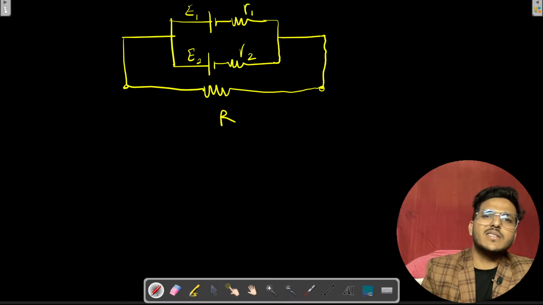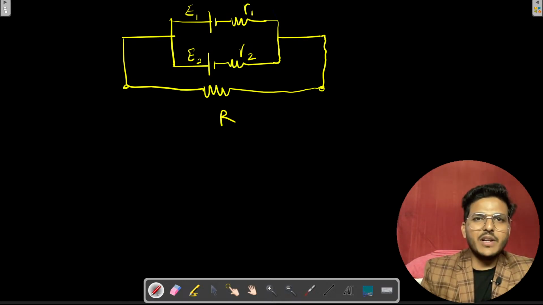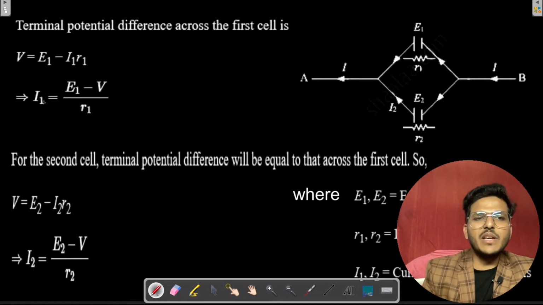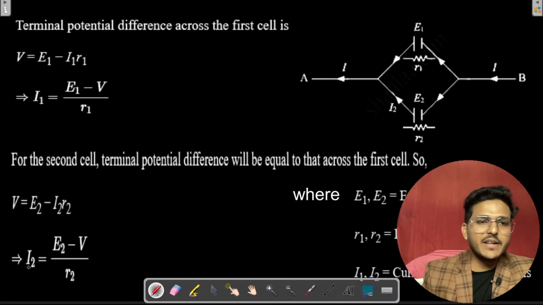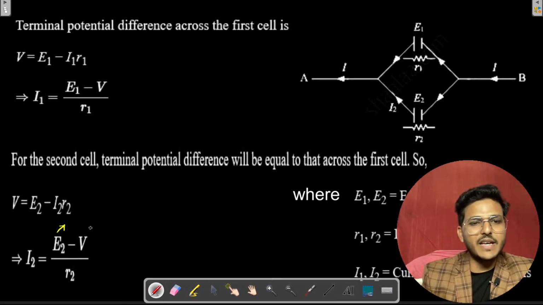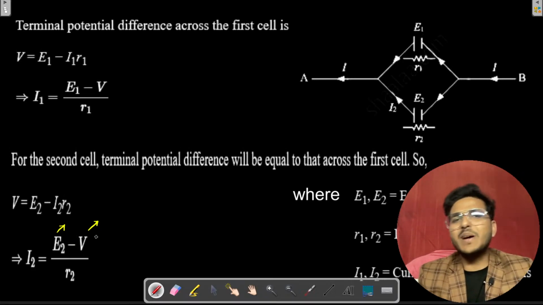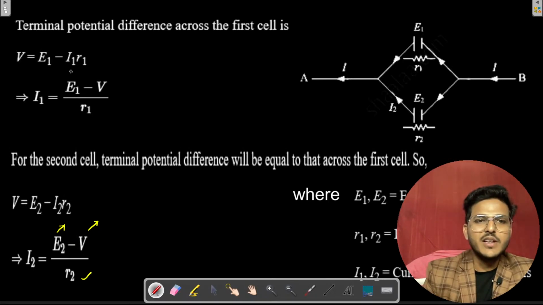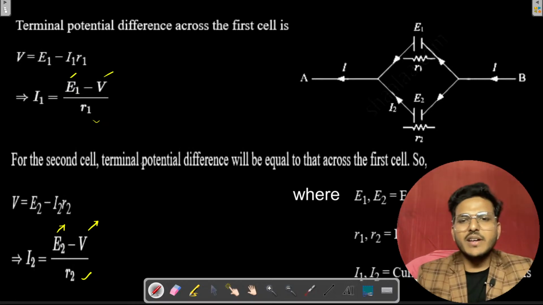So let's calculate the current from E1 and the current from E2. Current from E1 is I1 equals E1 minus V upon R1, and current from E2 is I2 equals E2 minus V upon R2. This one is EMF, this is potential difference: EMF minus potential difference upon resistance.